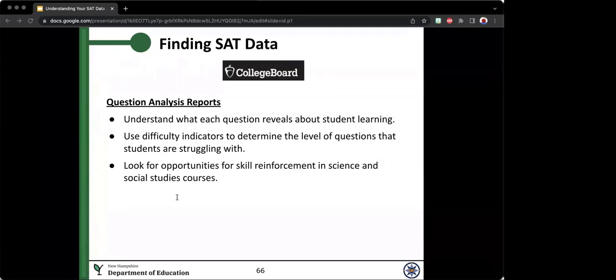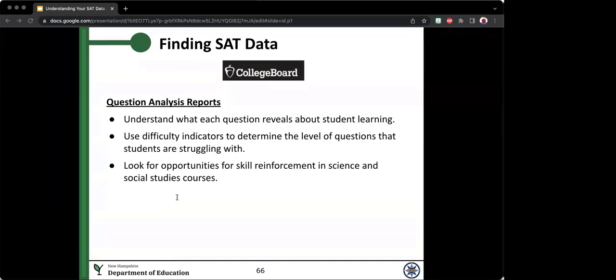So if you're going to do this, I would suggest that you review each question included in the report, and then consider the structure of the questions, like we were talking about earlier, as well as the knowledge and skills that are required for the kids to be successful. Then you would diagnose the errors in student choice by understanding the correct answer, and then use the difficulty indicators to determine the level of questions in which students are struggling.